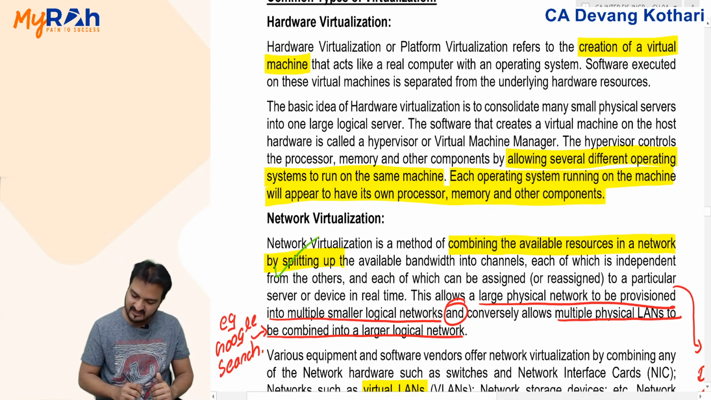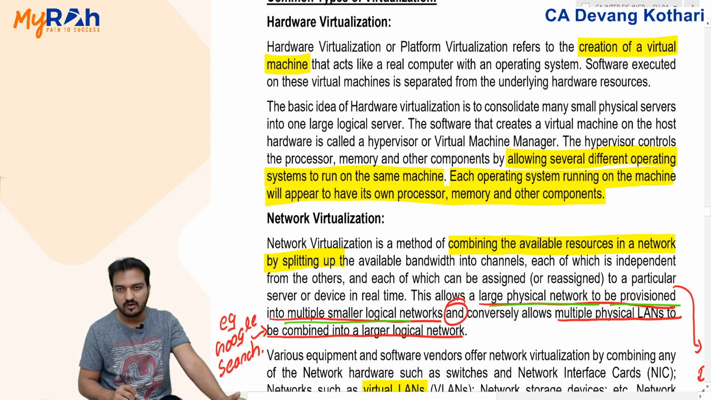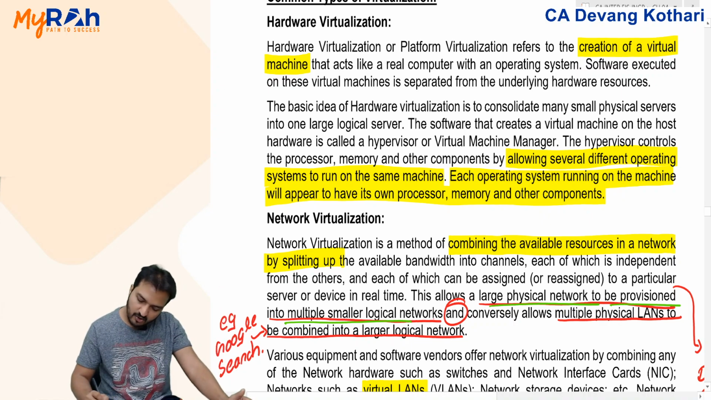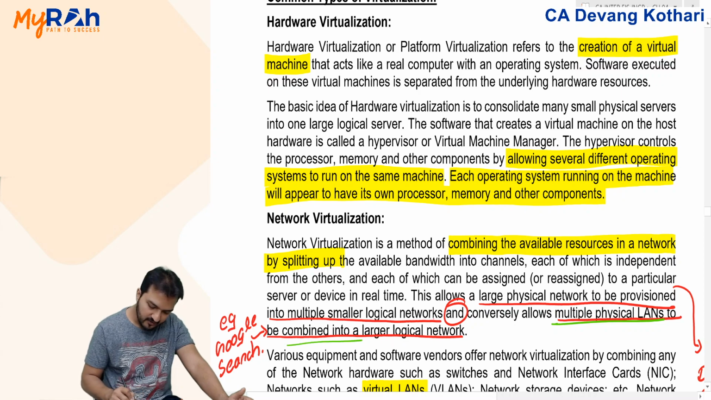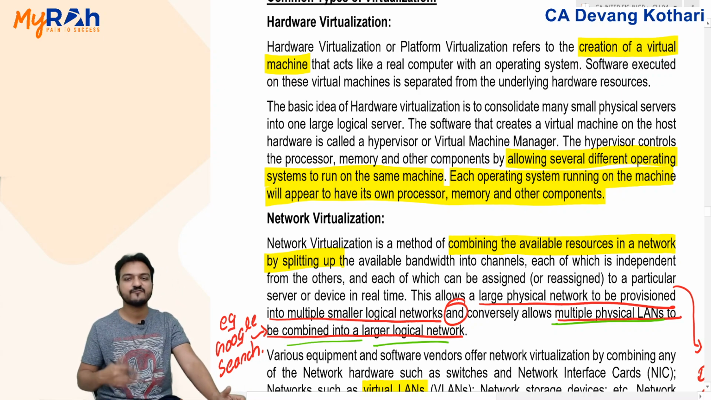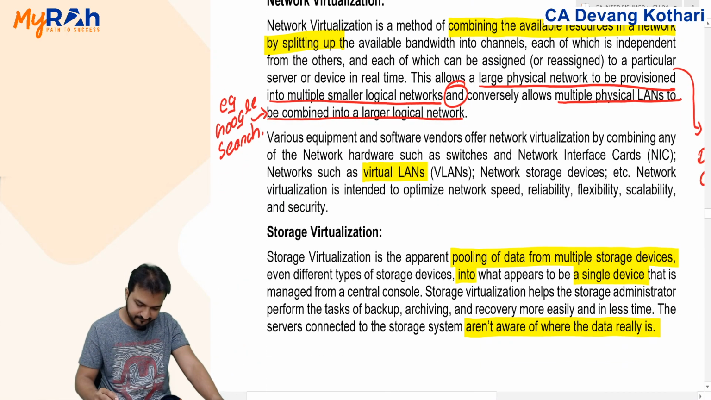That was one example. Also, this allows a large physical network to be provisioned into multiple small logical networks, as we saw earlier, or multiple physical networks to be combined into a large logical, that is virtual, network. These were the examples I gave you earlier.